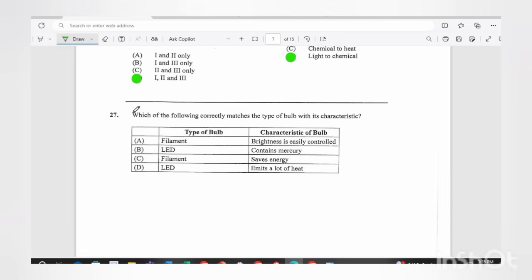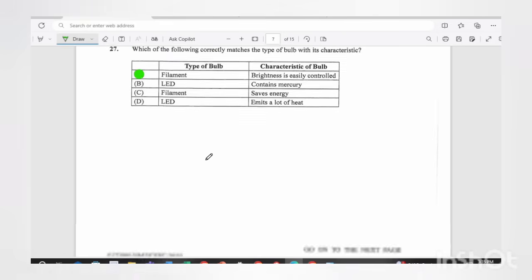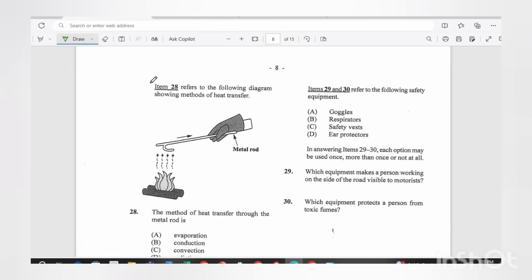Question 27. Which of the following correctly matches the type of bulb with its characteristic? We have A, filament bulb, brightness is easily controlled. B, LED bulb, contains mercury. C, filament bulb, saves energy. Or D, LED bulbs emit a lot of heat. The answer there is A, filament bulbs, the brightness is easily controlled.